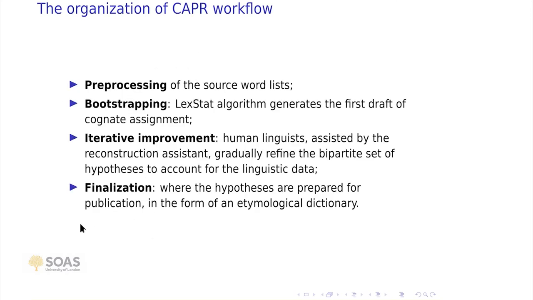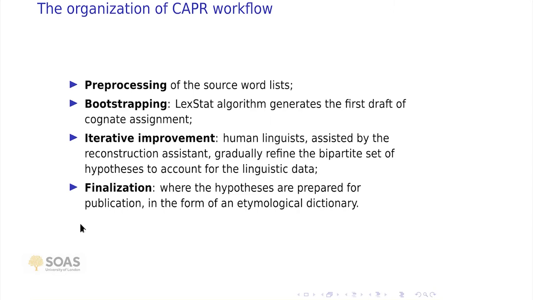Okay. So that's the basic idea of back projecting everywhere, which gives you a lot of context, and we'll take a look at that later also. And so the basic organization of the CAPR workflow is basically what you would expect. You pre-process the source word list to a computer readable form, and you get the bootstrapping stage where the LexStat algorithm generates the first draft of the cognate assignment, and then you get an iterative improvement before deciding that you are going to publish that as an etymological dictionary.